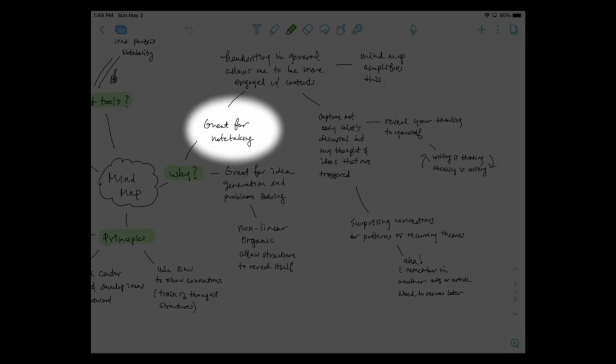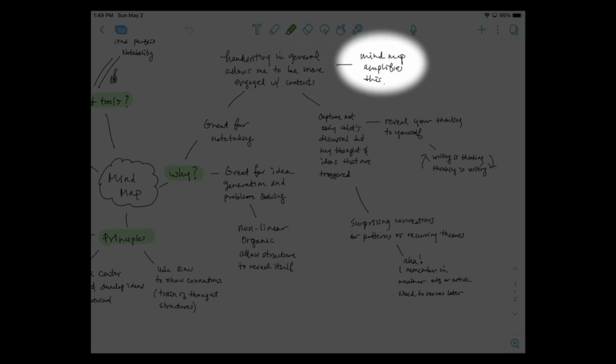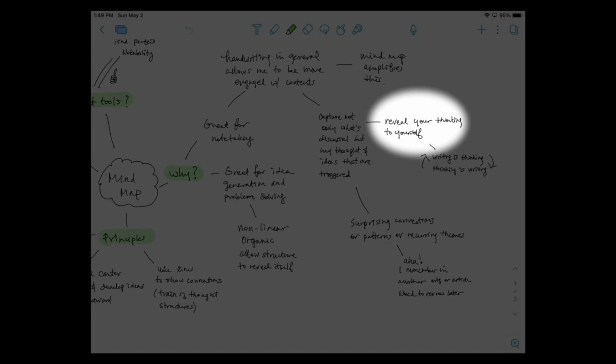It's also great for note-taking. Handwriting notes versus typing in general allows people to be more engaged with the contents. Mind map really amplifies this engagement. Mind map promotes not only the ideas being discussed, but also your own ideas that are triggered from the discussions. In essence, this format of writing helps reveal your thinking to yourself.